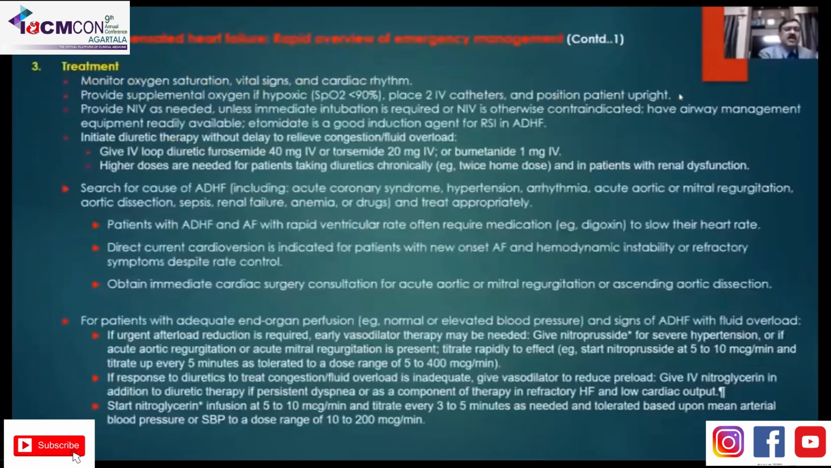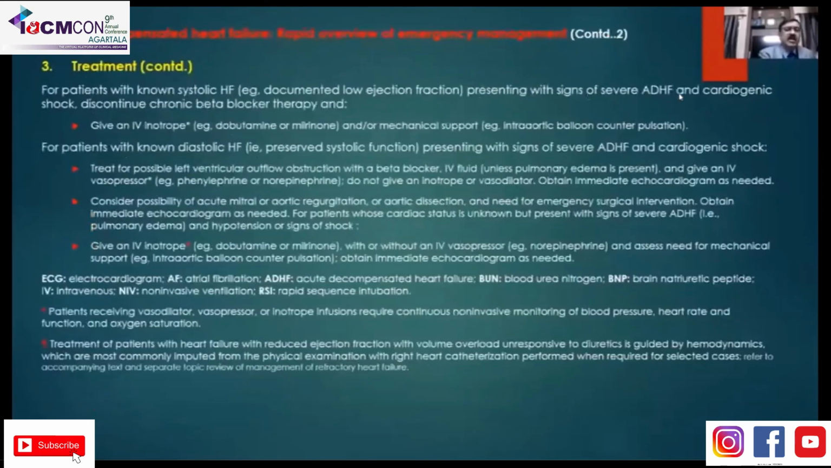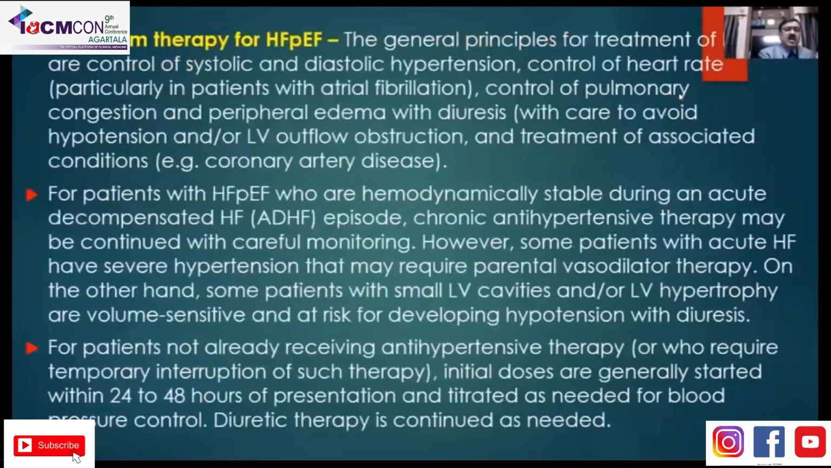So treatment I will not repeat in the interest of time. I have discussed all of this. Coming to the long-term treatment for HFrEF and HFpEF, HFpEF is a very peculiar entity. Here patients have a lot of comorbidities: hypertension, diabetes, obesity, etc. All should be managed. If patients have AFib, heart rate should be controlled. In some cases, rhythm should be restored either with pharmacotherapy or, if required, with RF ablation.